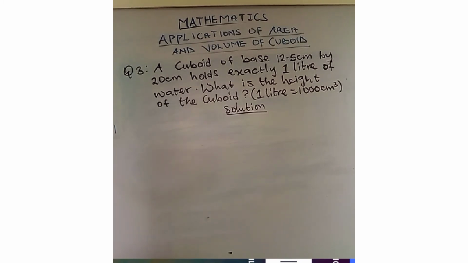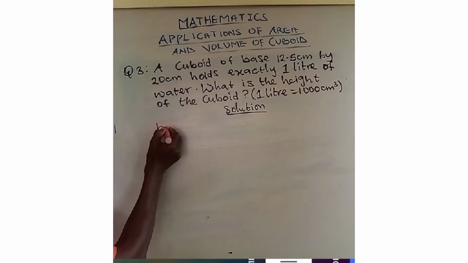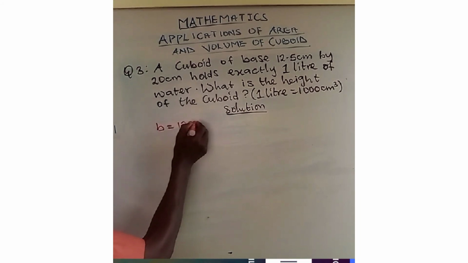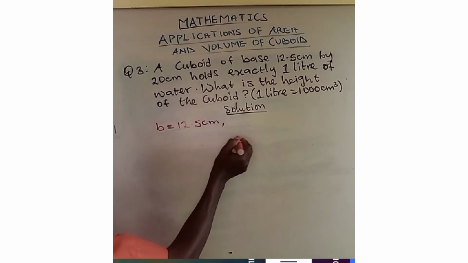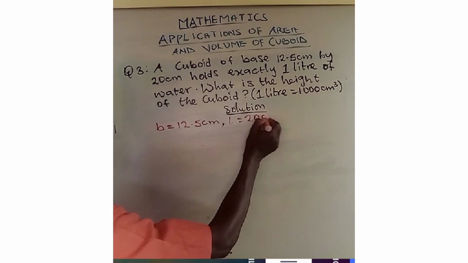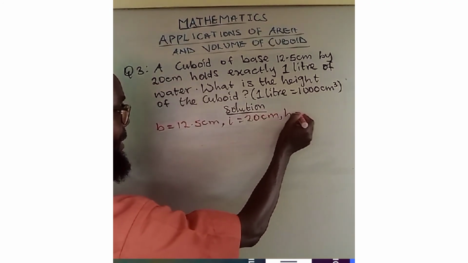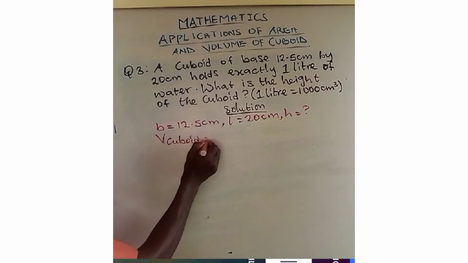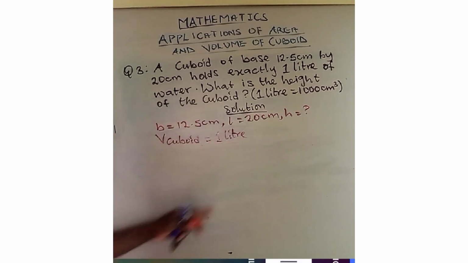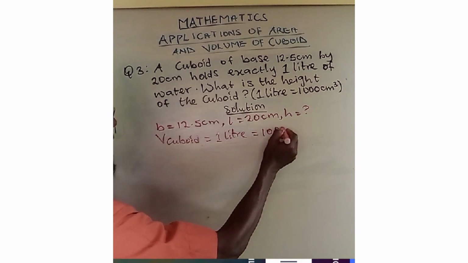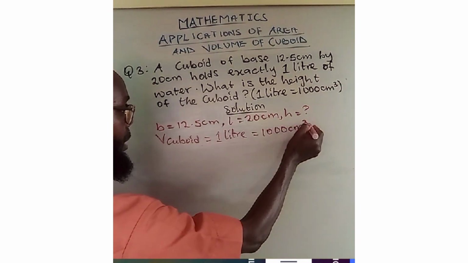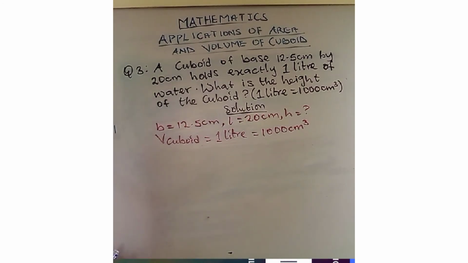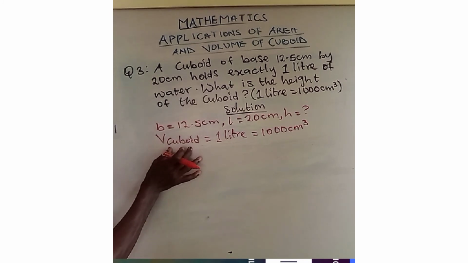So the next question reads, a cuboid of base 12.5 centimeter by 20 centimeter holds exactly 1 liter of water. What is the height of the cuboid? Now, given this cuboid, we have our base equal to 12.5 centimeter, then our length equals 20 centimeter. We're told to find the height. The height is unknown. Given the volume of the cuboid to be 1 liter, 1 liter equals 1,000 centimeter cube, since we are working with centimeter. Now, after getting our parameters, the next step is to write the formula for calculating volume, because volume was mentioned here.